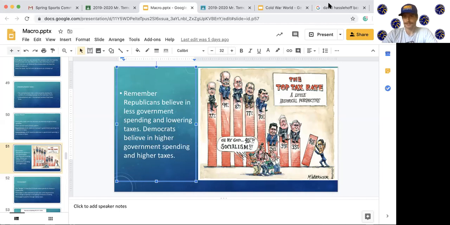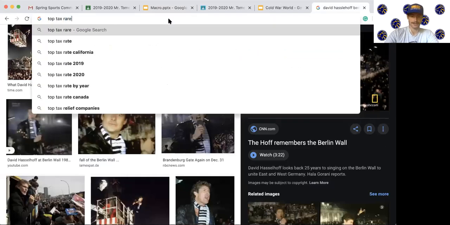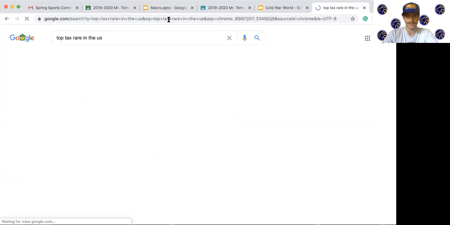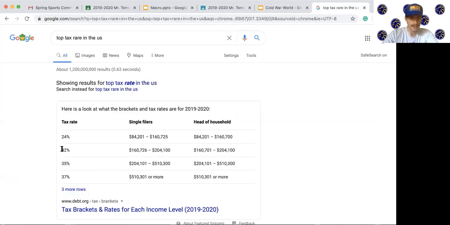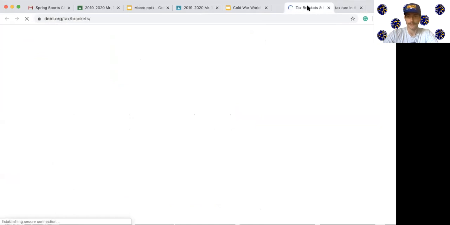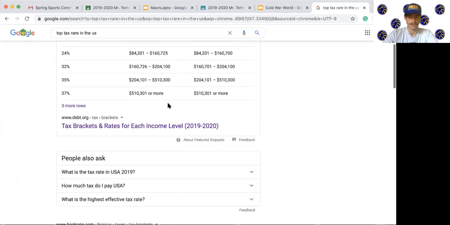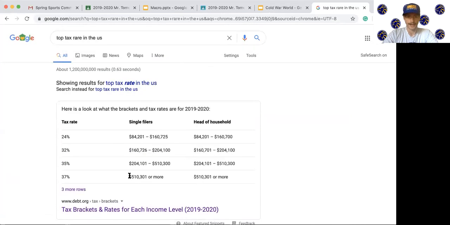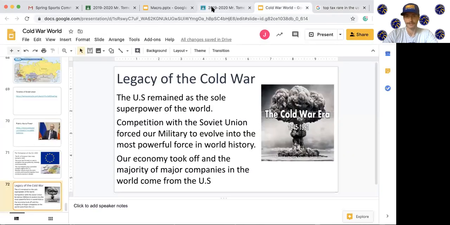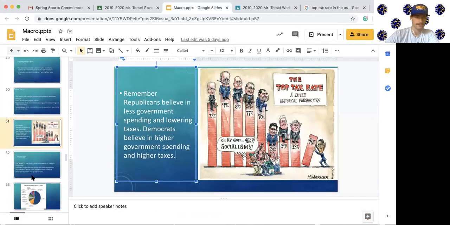I believe the top tax rate now in the US, I think it's only like 25%. Yeah, no. Okay, so it's 37%. I believe that's correct, because it all changed when Trump became president. Yeah, it's like 37%. So it's actually come down a little bit, which makes sense with Trump as president.